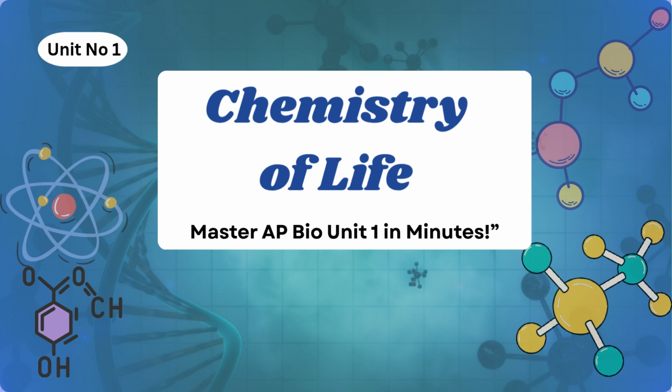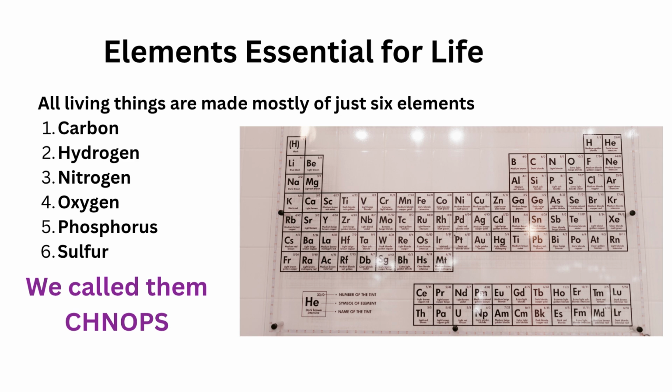Section 1. Elements essential for life. All living things are made mostly of just 6 elements: carbon, hydrogen, nitrogen, oxygen, phosphorus, and sulfur. We call them CHNOPS. These elements combine to form the molecules of life, such as proteins, carbohydrates, lipids, and nucleic acids.